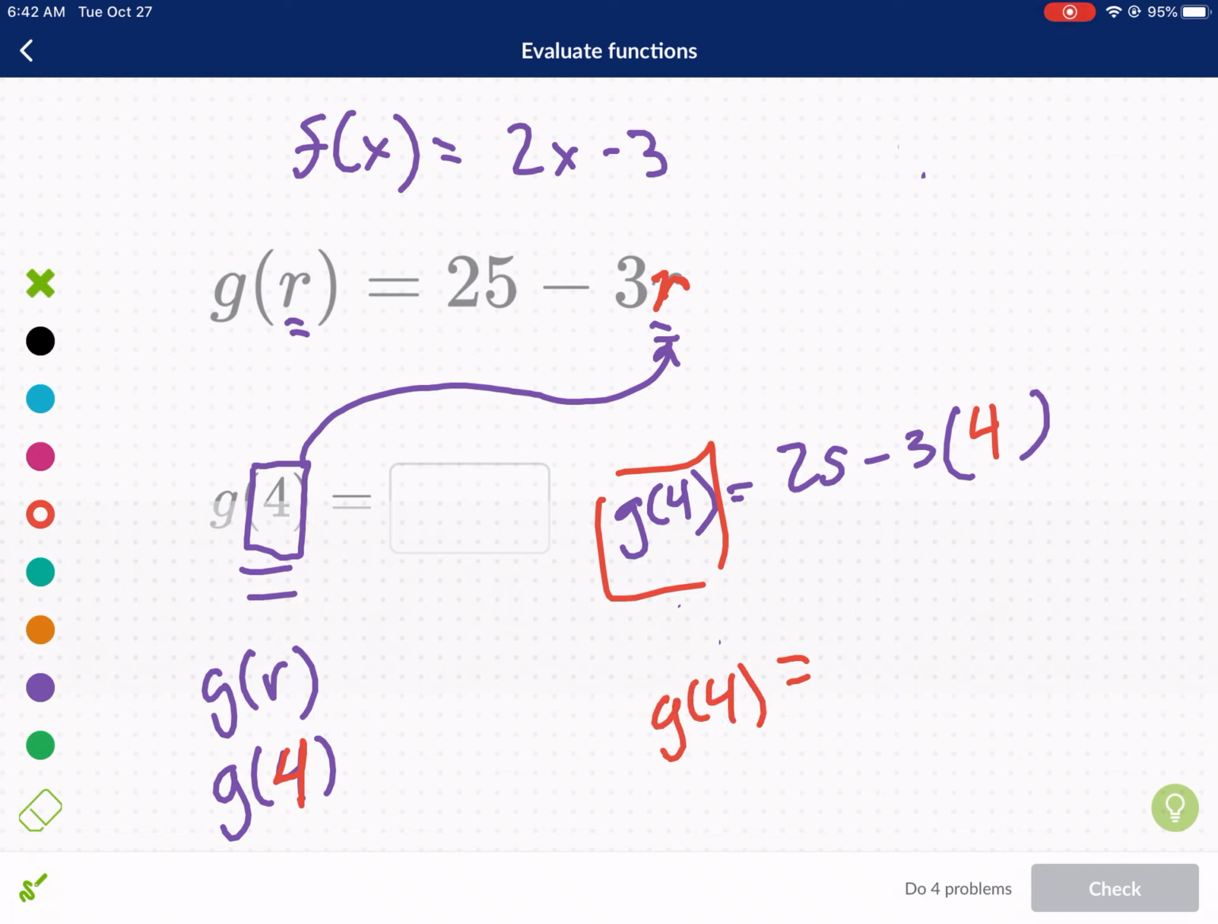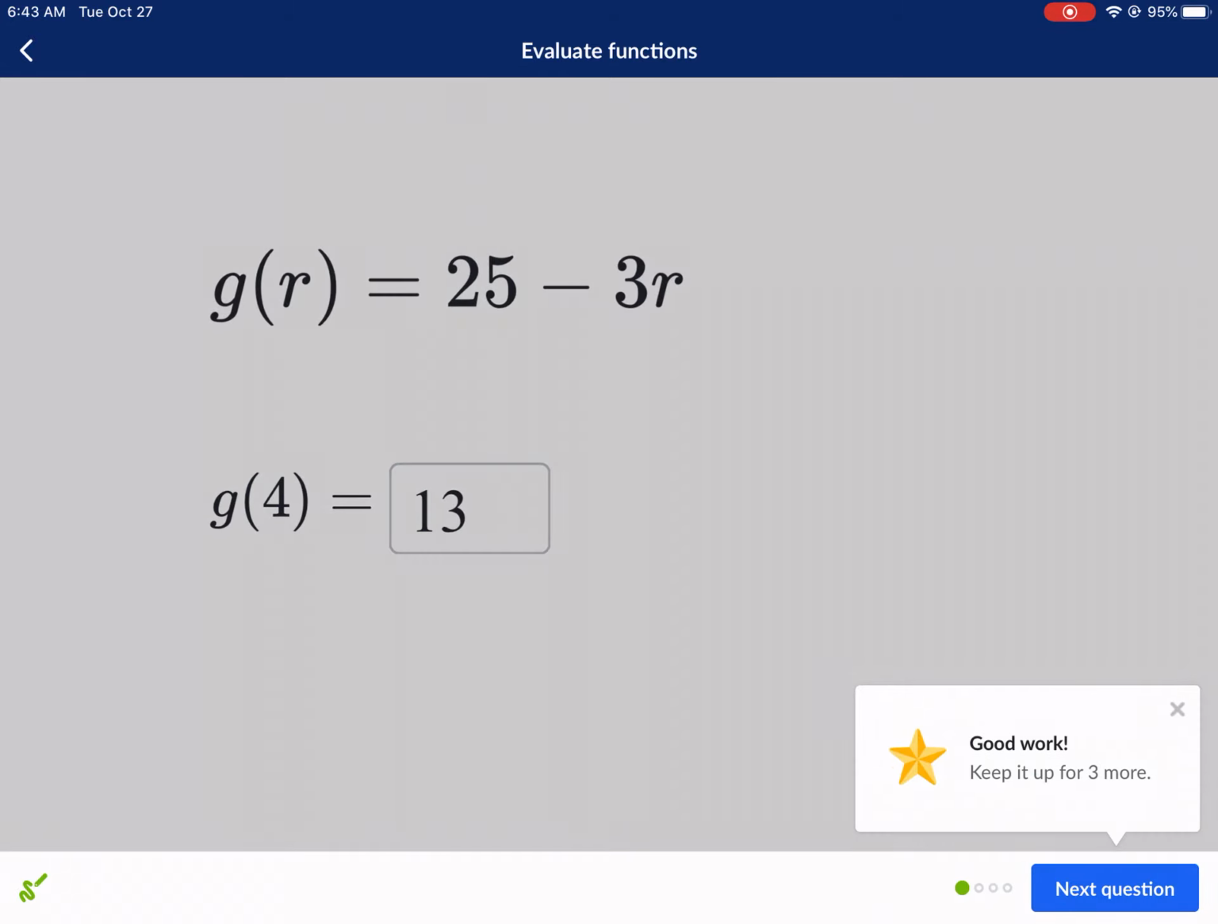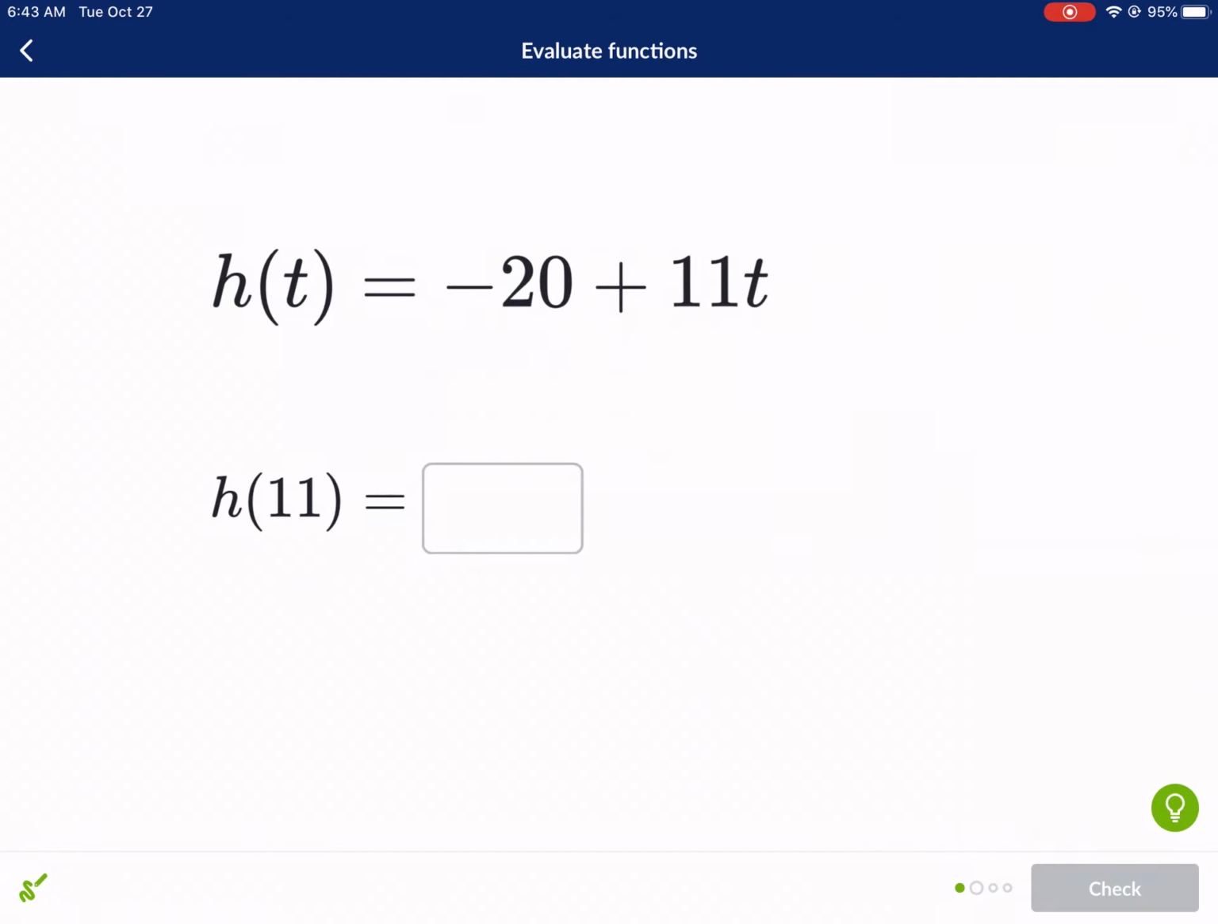So now we just do 25 minus 3 times 4, which is 12. And we get 13. So 13 is our answer here. We just substituted 4 in for r. That's all it's saying. Evaluate functions. Think of substitution. That's what we're doing really. So we're going to get 13 for our answer. 25 minus 12 is 13. I hope.